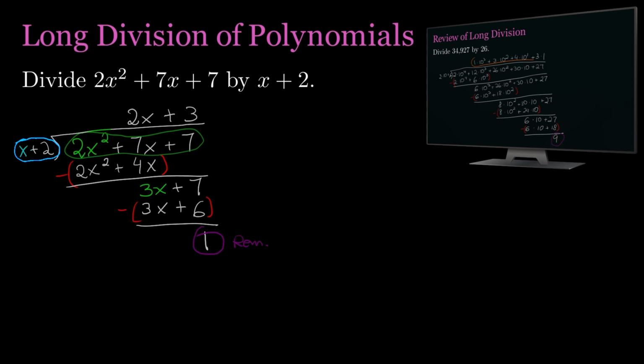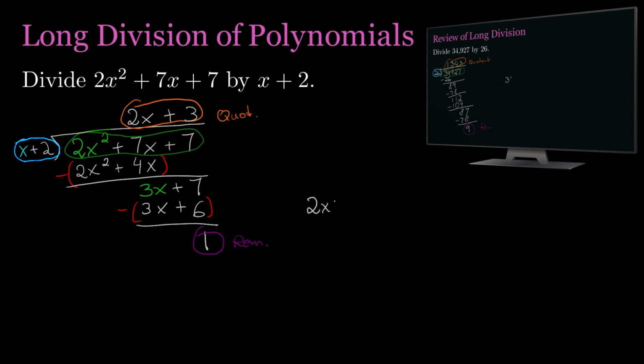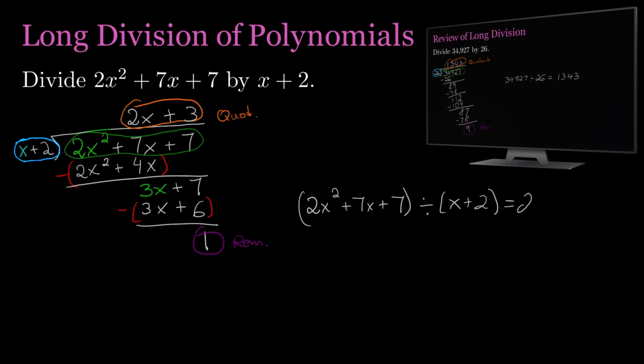So we're just gonna skip in the other video to that part to review how we write the answer to a division problem. So once we have the quotient and the remainder, the result of the division of the dividend, in our case 2x squared plus 7x plus 7, by the divisor, in our case x plus 2, is presented as the quotient 2x plus 3 in our case, plus the remainder over the divisor, 1 over x plus 2 in our case.